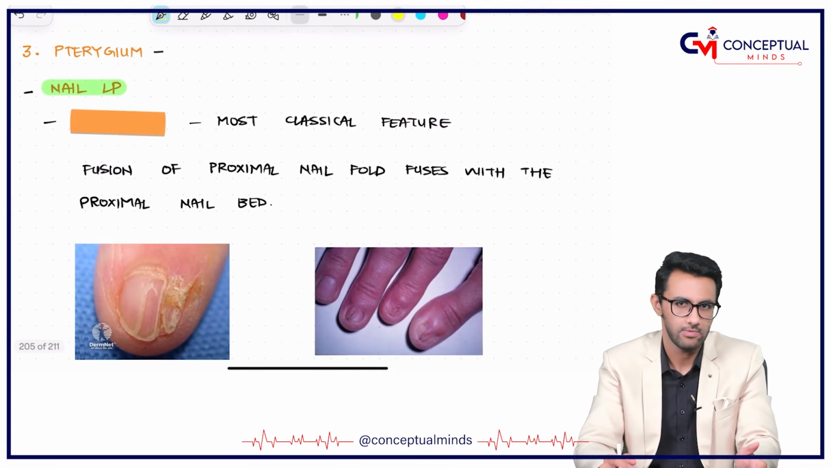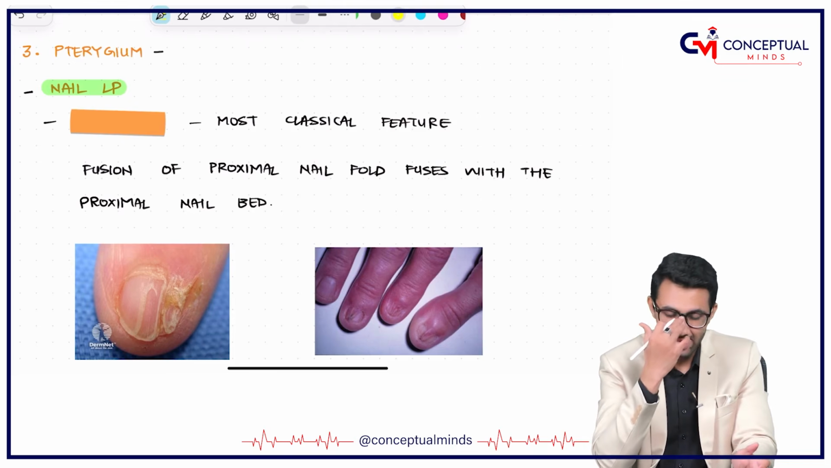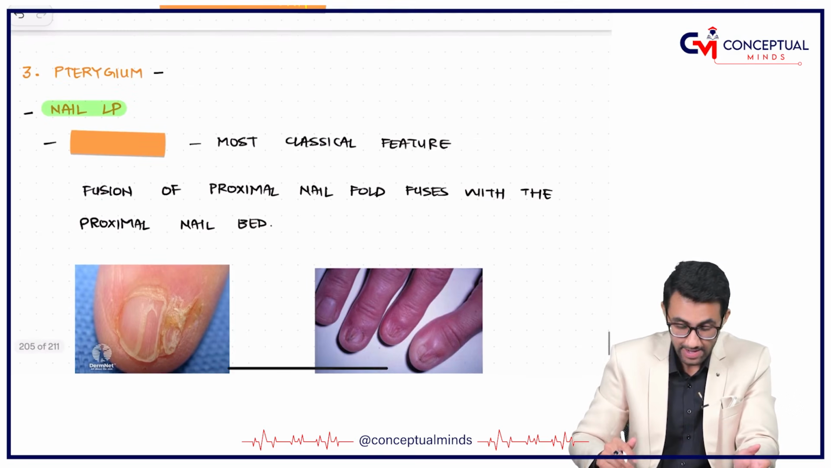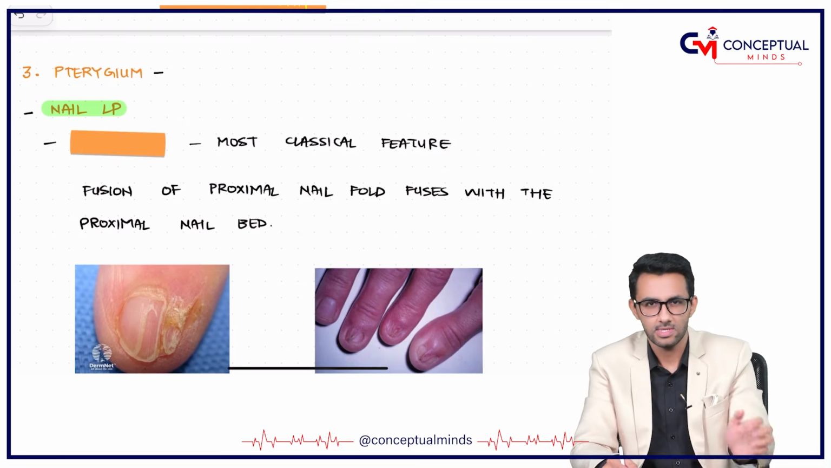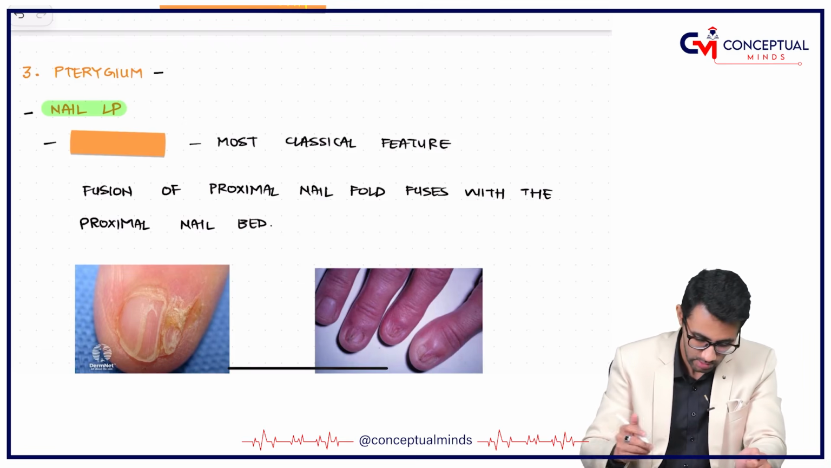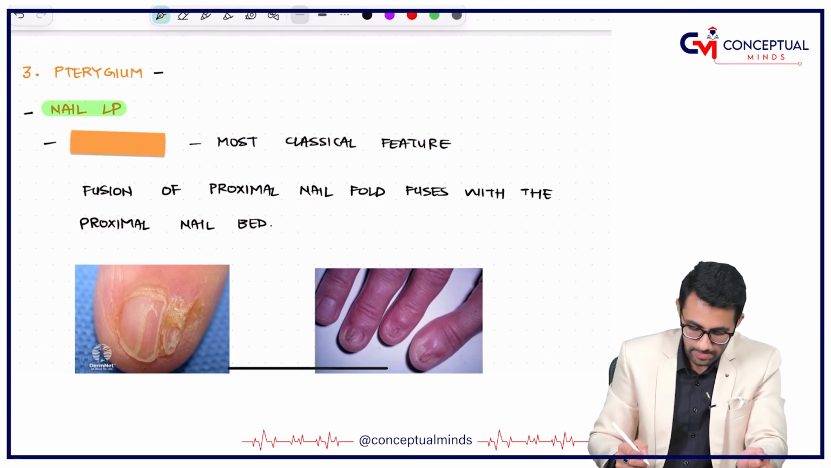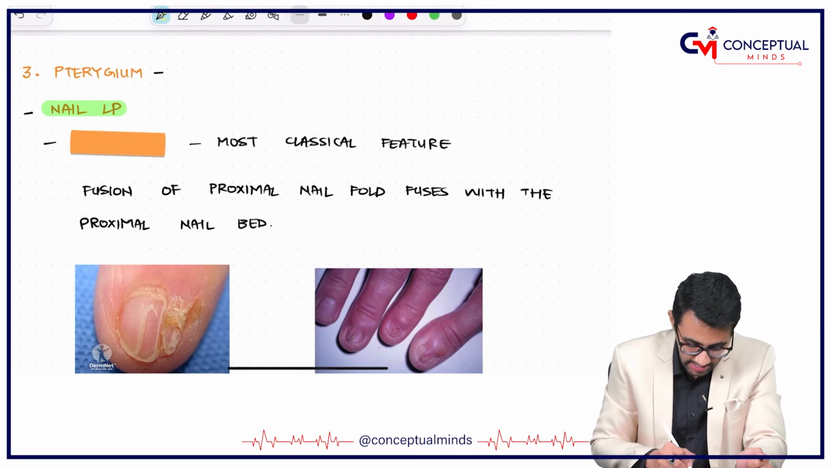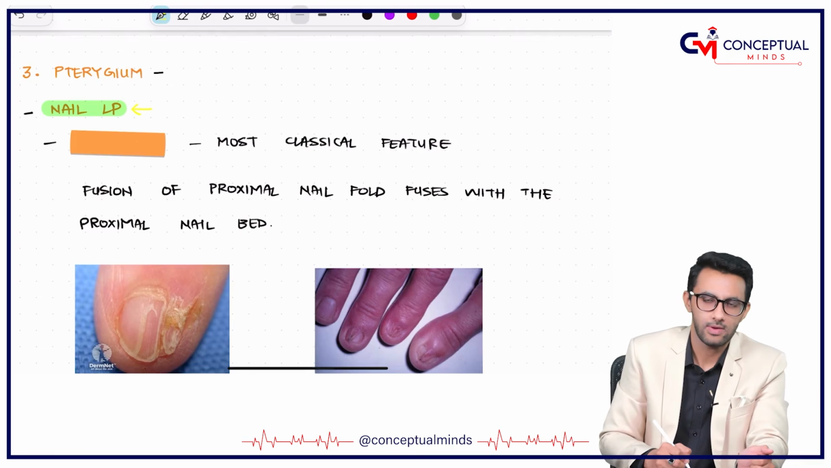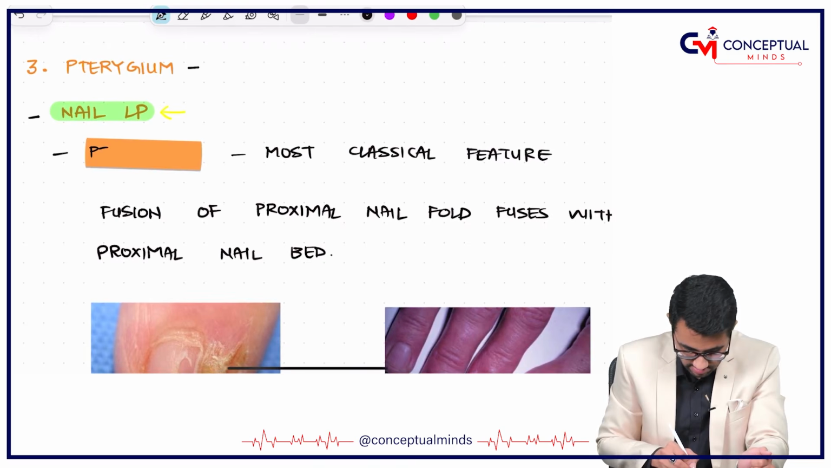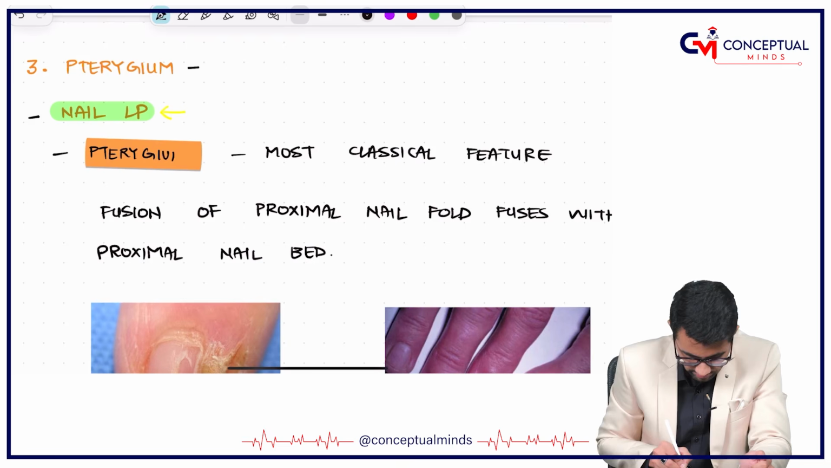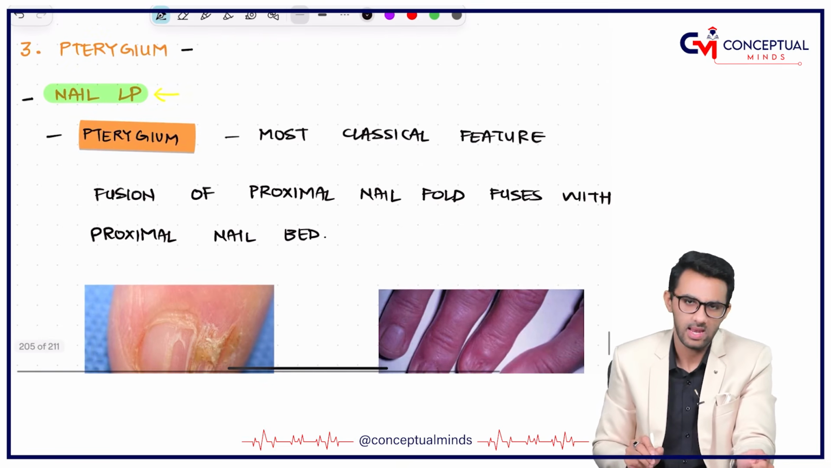What is pterygium and what is the classical hallmark finding of which disease? Okay, all right, pterygium. When we were doing it, we completely covered these topics in such great detail over there as well. So about what this is, the most classical feature of nail lichen planus. This is pterygium. That is the most classical feature of the nail lichen planus.